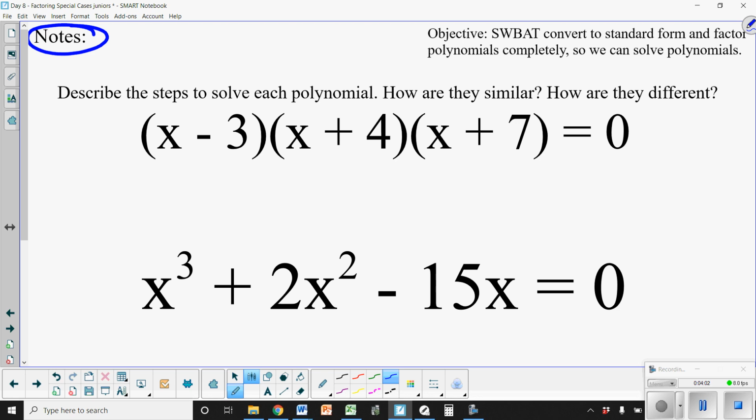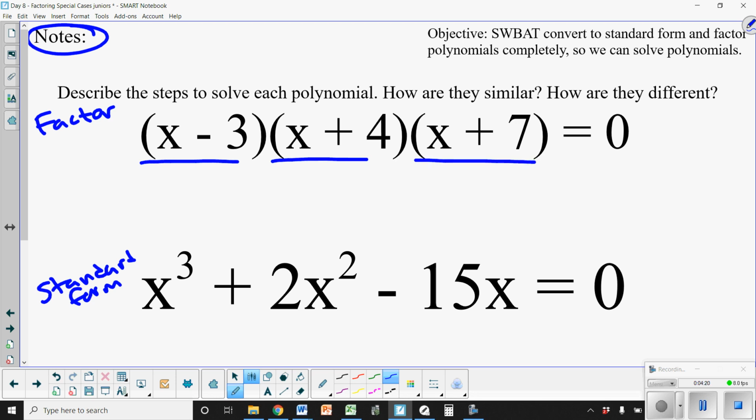All right, so we're back. Some things that you may have noticed, that this top one, we know that this is in factor form. And this bottom one, we know is in standard form. So in the top part here, we can actually solve these. We know that we have 3 things multiplied together set equal to 0. So if I set these all equal to 0, I can solve for the factors. And we know it's just really going to be the opposite sign. So x minus 3 equals 0, x plus 4 equals 0, and x plus 7 equals 0.